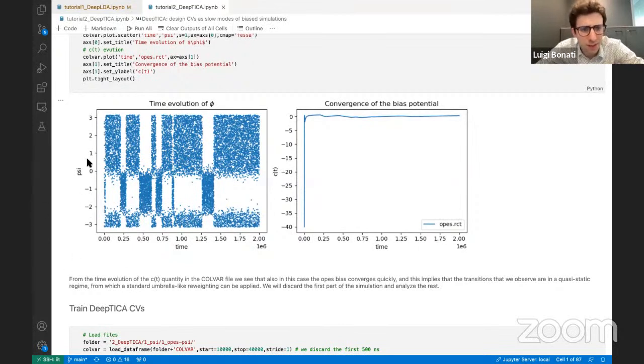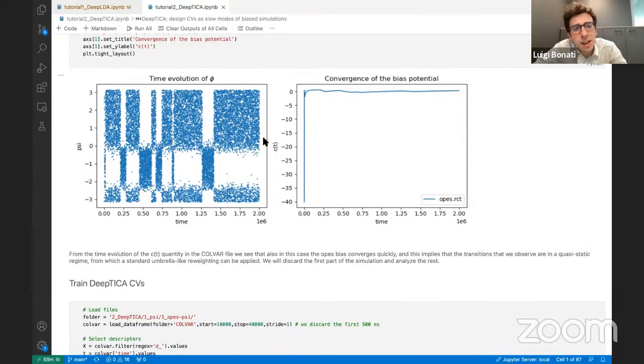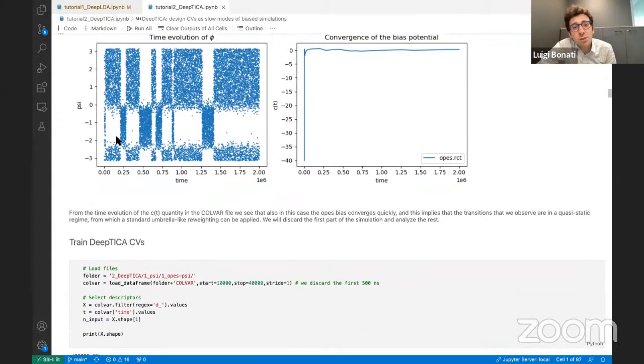And also, if you have attended the first session of the masterclass, you see that this is actually a bad CV. There is a lot of hysteresis and a lot of different stuff. But on the other hand, a very nice property of using OPES here is that the bias nevertheless very quickly converges to a quasi-static regime. And so the transitions that we are observing here are in a scenario not very far from equilibrium. So here we could reweight this data using a standard umbrella-like reweighting formula.